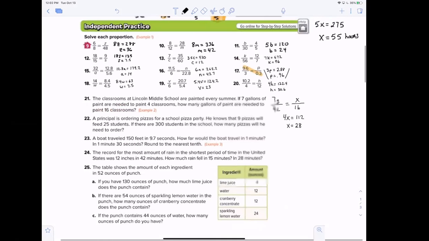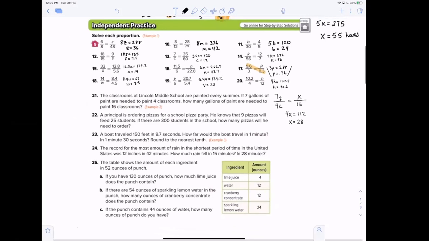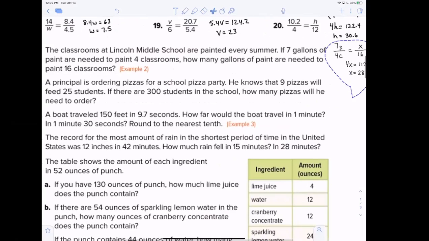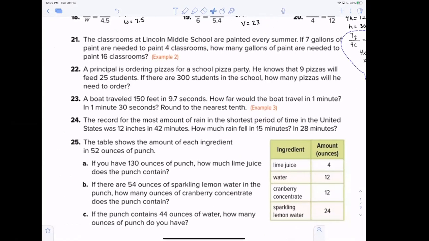All right, here we go. Number 22, Molly, you get to do this word problem. Read it to me loud and proud. A principal is ordering pizzas for a school party. He knows that 9 pizzas will feed 25 students. So go ahead, set it up for me.